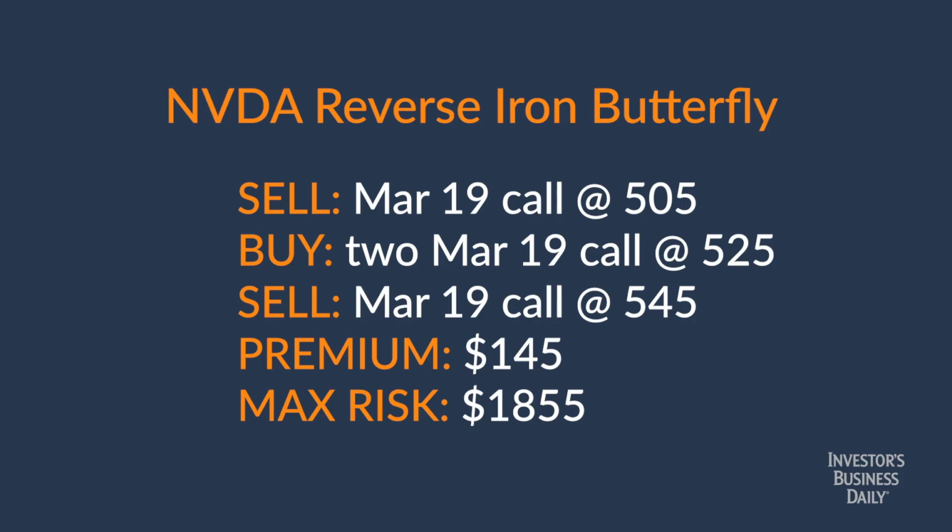So to recap, this option trade involves selling a March 19th 505 call, buying 2 March 19th 525 calls, and selling a March 19th 545 call. The premium received would be $145, and the maximum risk of the trade is $1,855. And there you have it. I hope this was a helpful trading strategy.